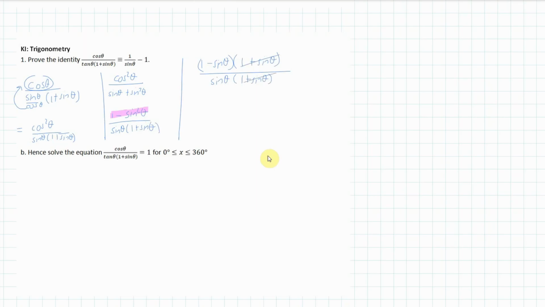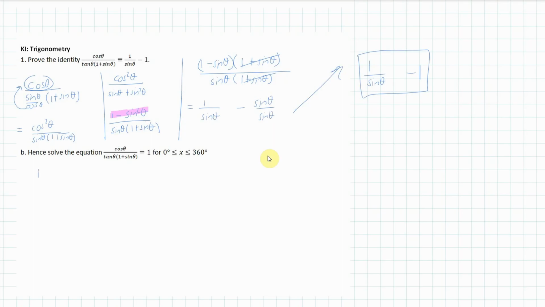So that will get rid of that, and therefore that will leave me with 1 over sine theta minus sine theta over sine theta, and of course that's 1 over sine theta minus 1, which is exactly what we wanted to get. And it says hence solve this equation.